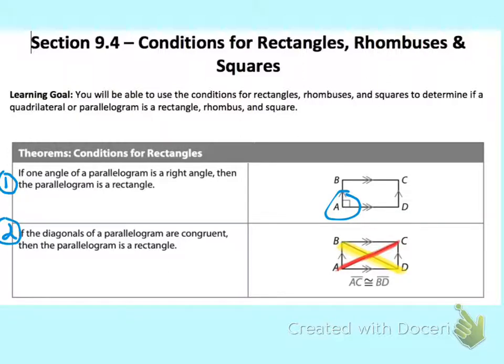If you can find one criterion from each of these, from rectangle and rhombus, for a figure that's a parallelogram, then you can say it's a square. That would be the only way, is to use these two theorems together in order to prove the most specific kind of quadrilateral, which is a square.